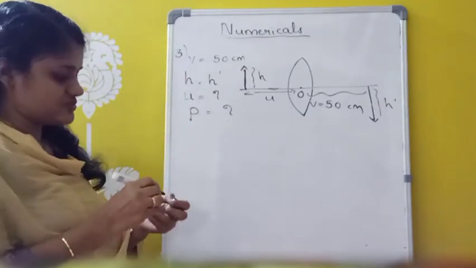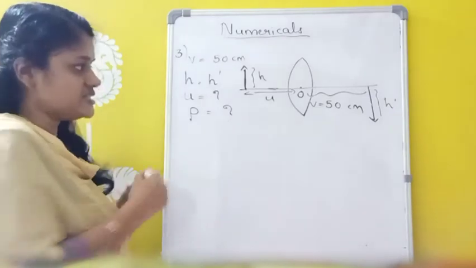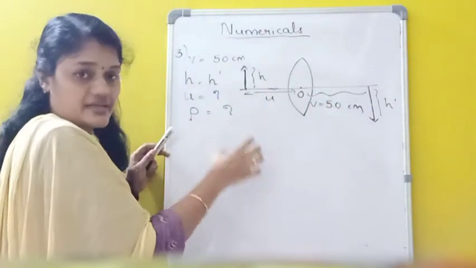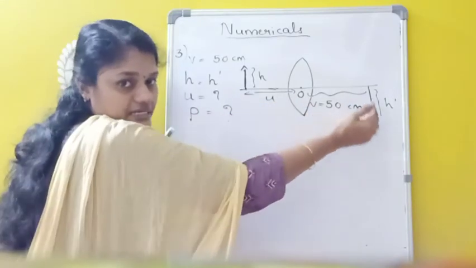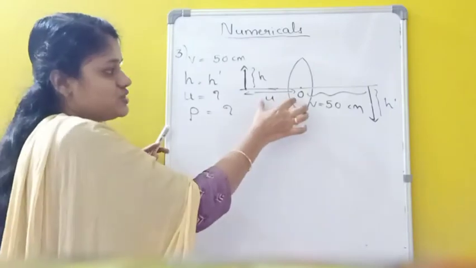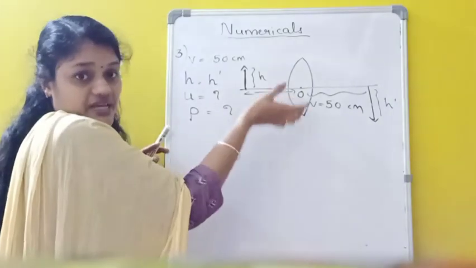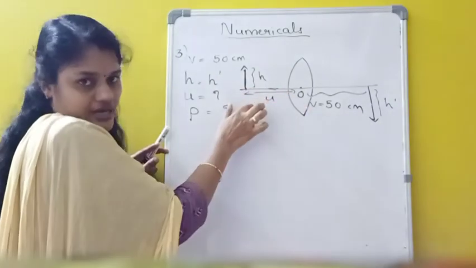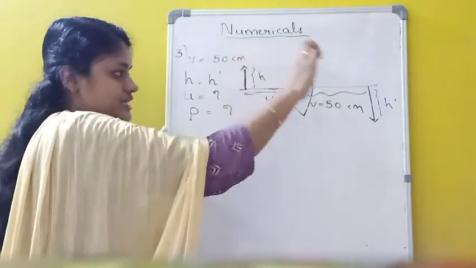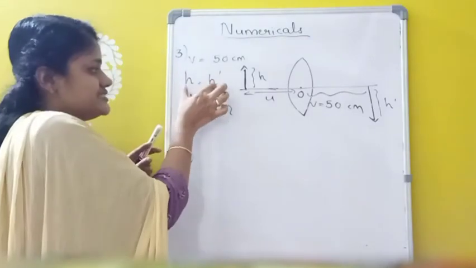So this convex lens is forming a real inverted image at a distance of how much? 50 centimeter. So this convex lens always forms a real inverted image only on which side? Right hand side. That is taken as plus. So v is taken as plus here. And we have to find the object distance, where we are placing the needle in front of the lens. That means U we have to find out. And given that size of object is same as size of image.